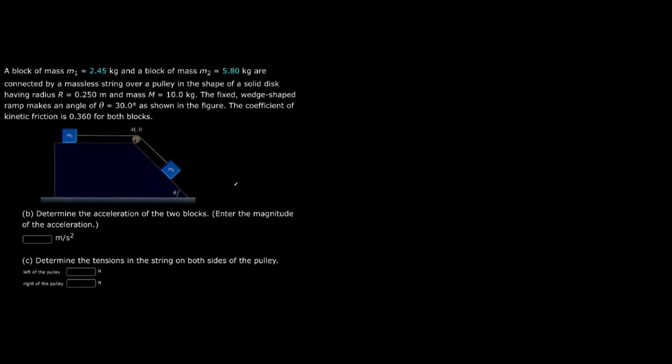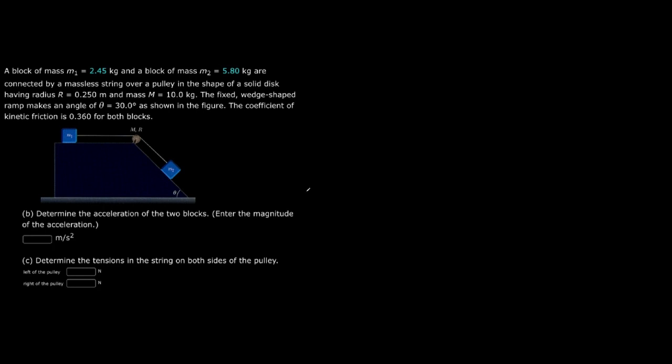So we have two parts to this problem. We have to first determine the acceleration of the two blocks, and when we were doing the problem in class, we had to enter it into our laptops as a magnitude of acceleration. You can see here, but we'll just work through it on our own. And we also have to determine the tensions in the string on both sides of the pulley. So here, left of the pulley and right of the pulley. So let's examine this logically.